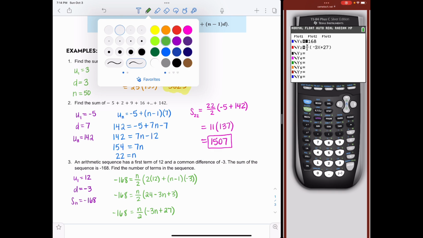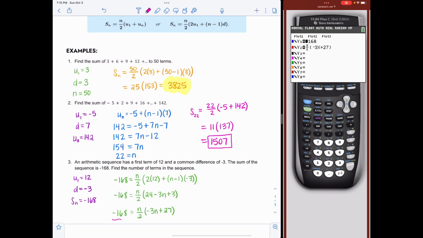So let me make sure I mark that here. Y1. Y2. All right, so once we do that, we press graph. And then we end up not seeing both colors. So common sense is going to tell me to go down to the Y minimum. And I'm going to just go ahead and make that -175 because it already says Y is equal to -168. So I'm going to go a little bit lower than that, and I see the blue line now.